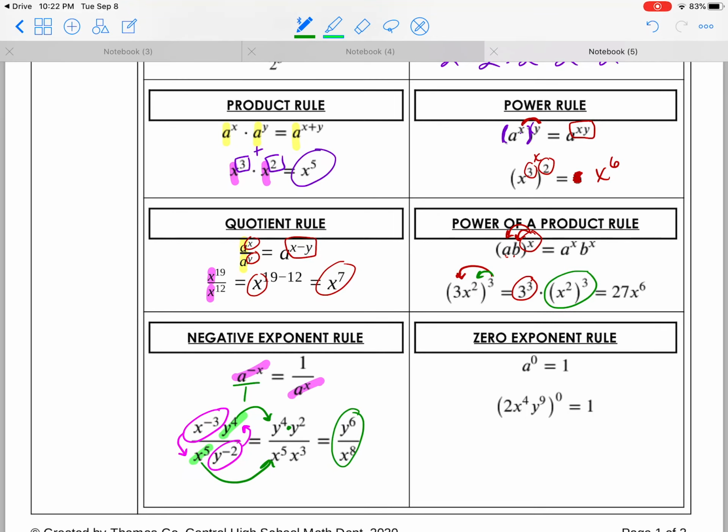The next one is probably the easiest rule, but for some reason, it's the most missed. Anything to the 0 power, no matter if it's a number, a variable, or anything, is always 1. So if we look at this example, first of all, I have this power of 0 out here. Well, this whole thing is raised to the 0 power. Anything raised to the 0 power is 1. Does not matter.